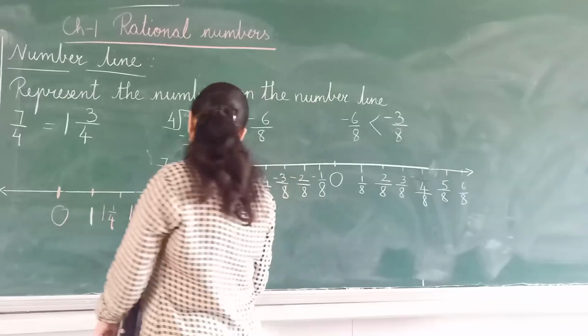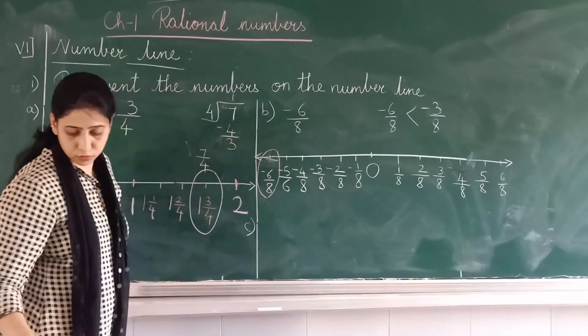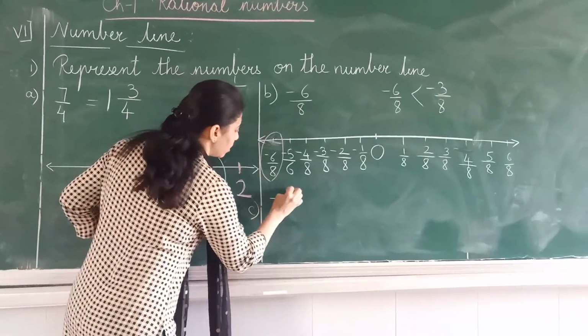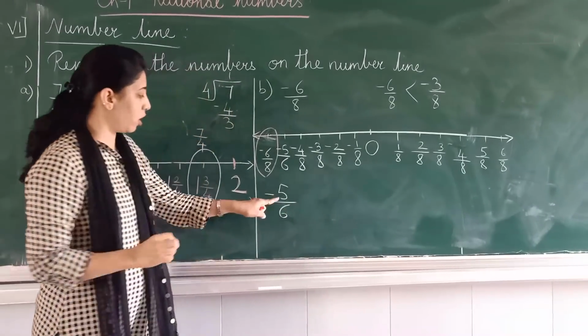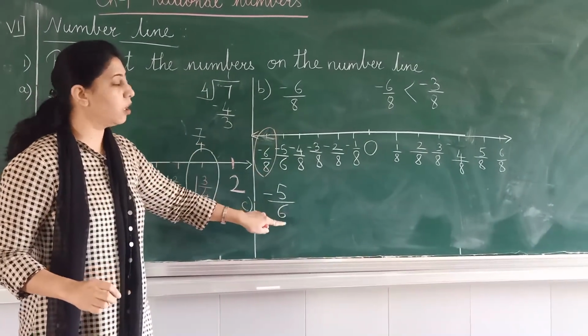I'll give you one more sum. Minus 5 upon 6. Now this you have to plot on the number line in the same way on your own.